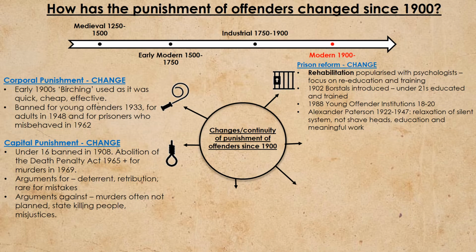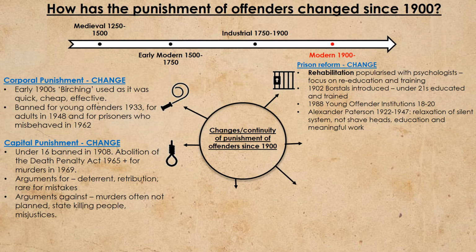You also get a prison reformer just in this time period, just as there was in the previous time period. However, during the 1900s, it's a man called Alexander Patterson, and from 1922 onwards, he pushes lots of change in prison. For example, he urges the relaxation of the silence system that we saw in the industrial period.